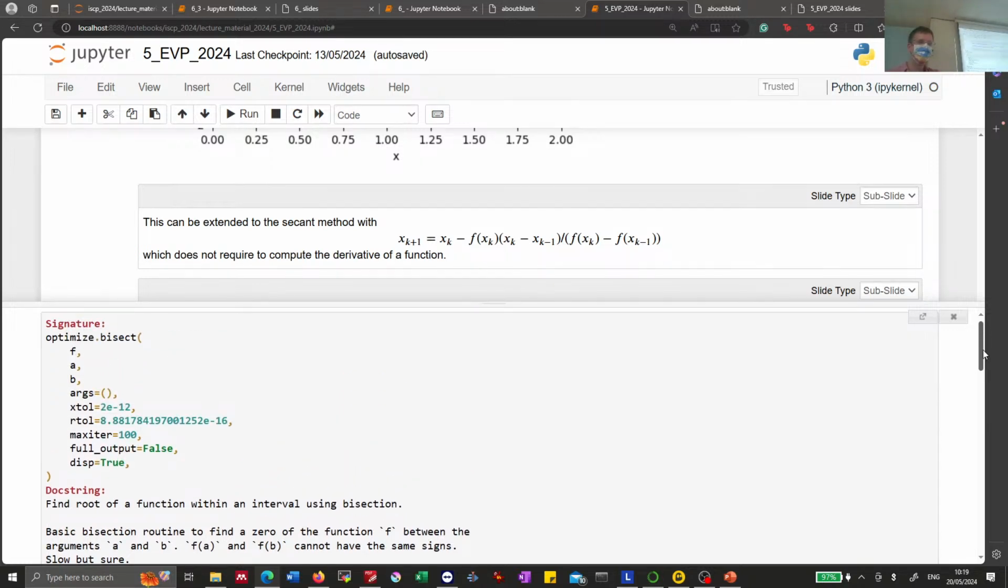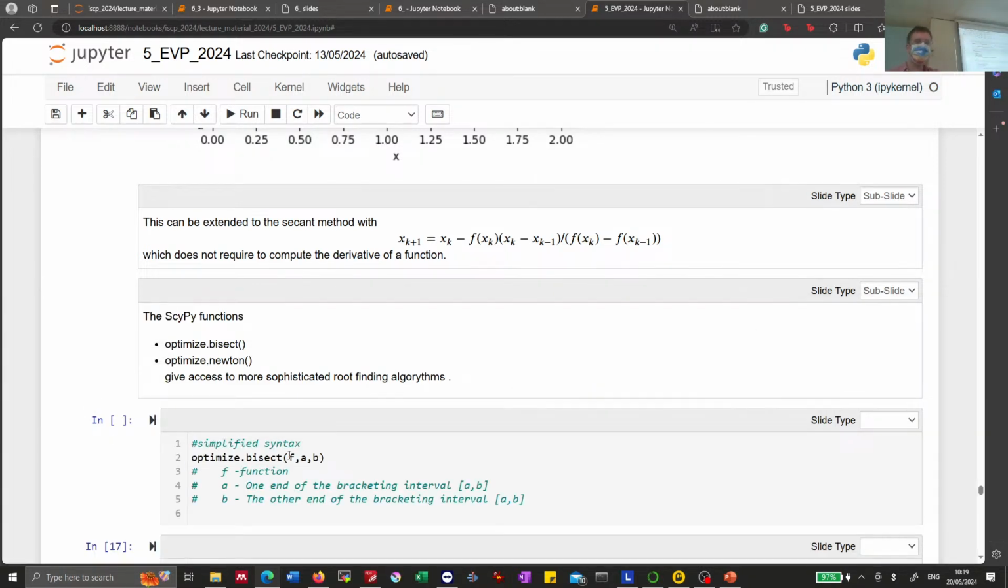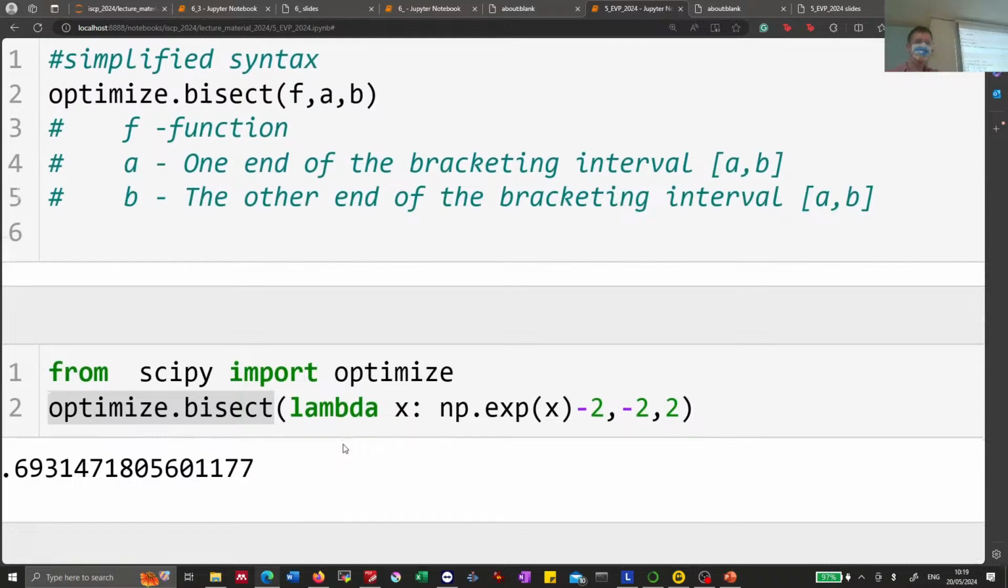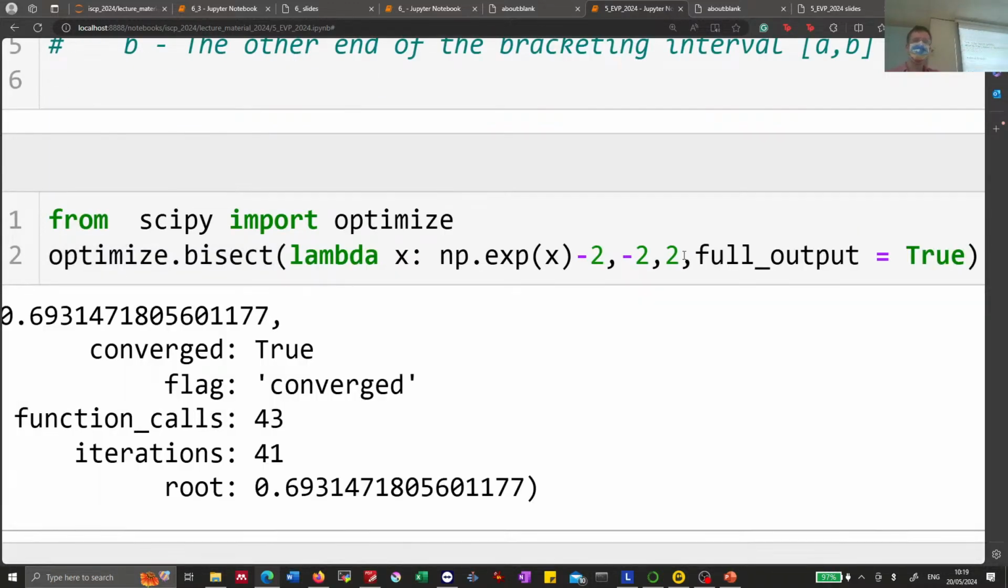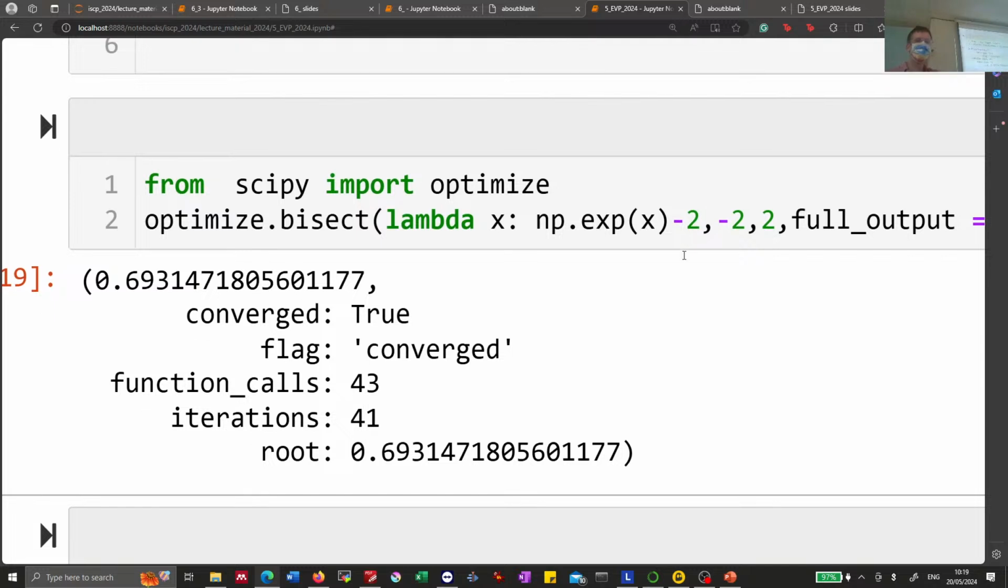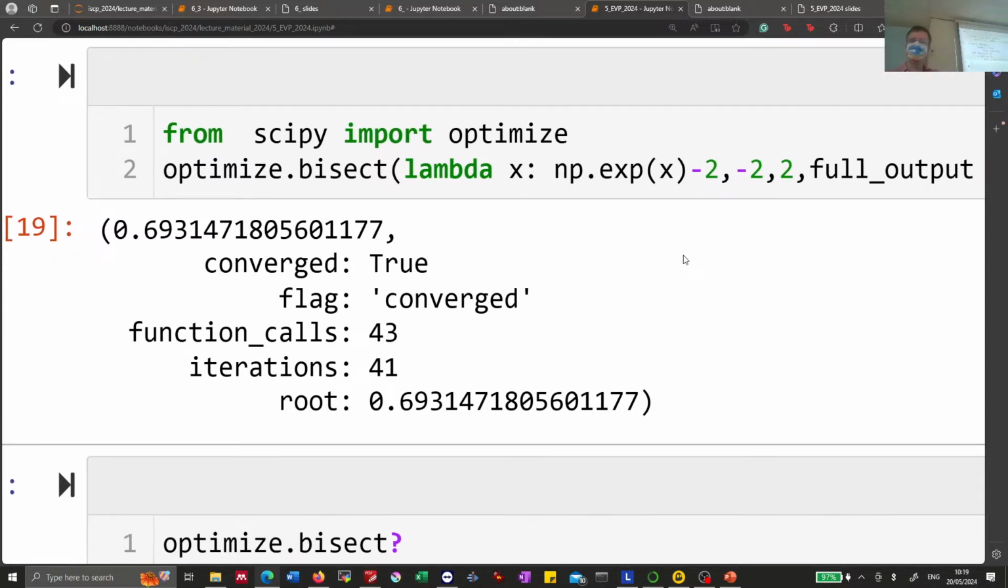So we can change this a little bit. You can have one additional optional argument, full output. Oh, very good. So we only have 41 iterations to get the root. We get the convergence. Yes, very nice.